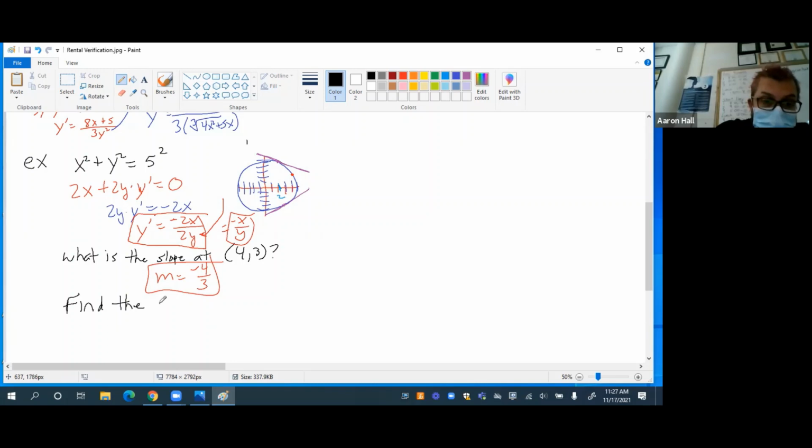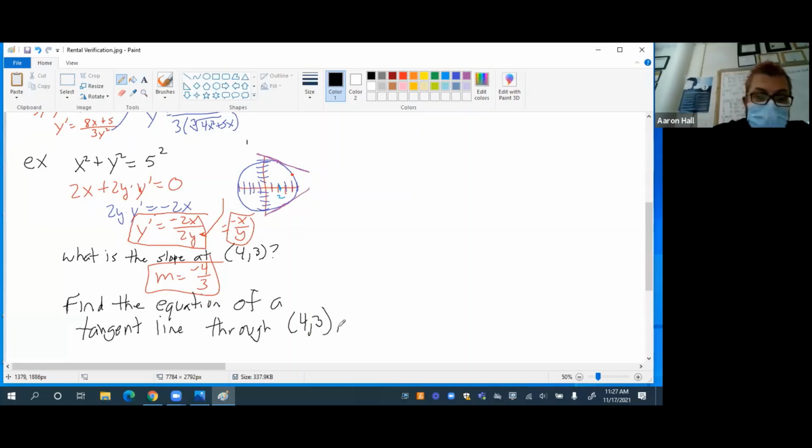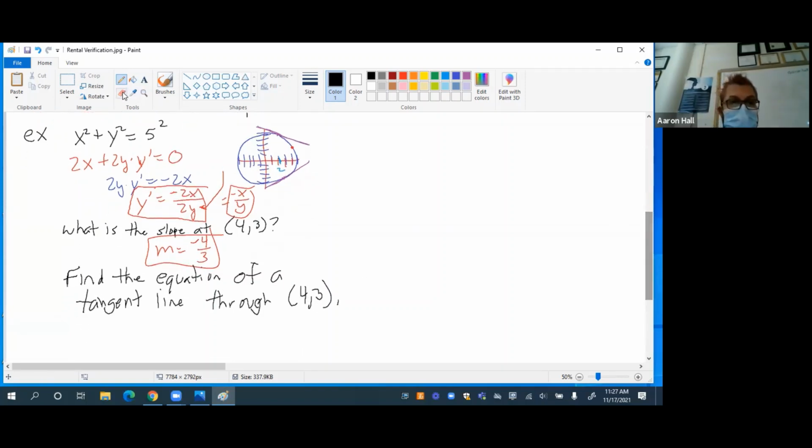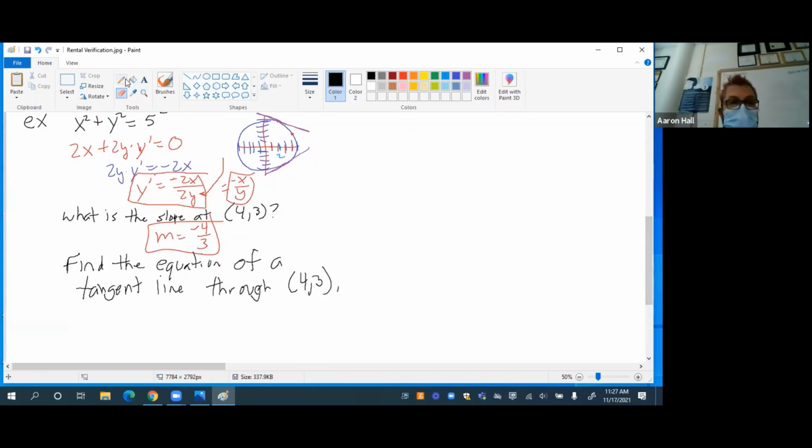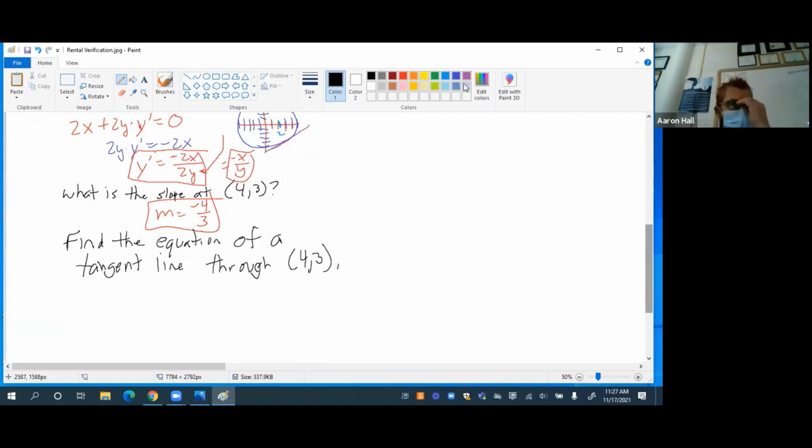Find the equation of a tangent line through 4, 3.